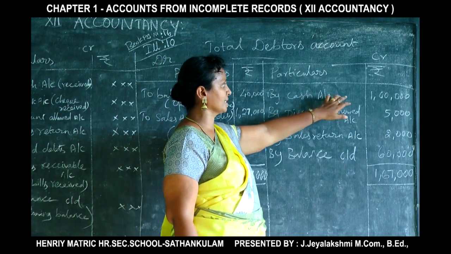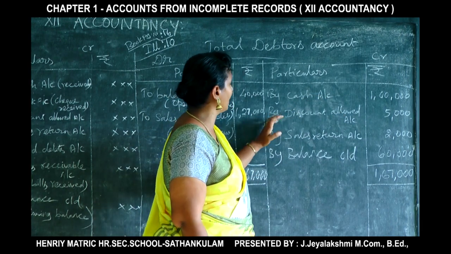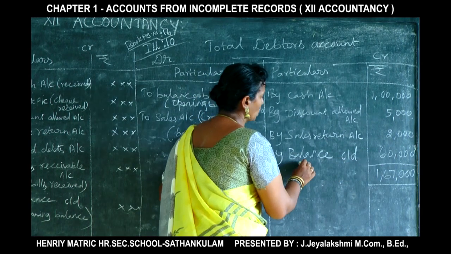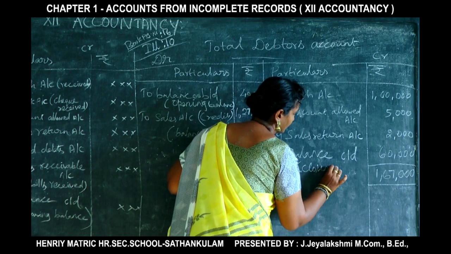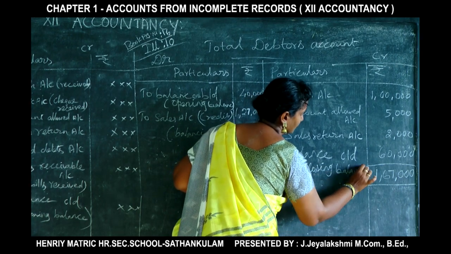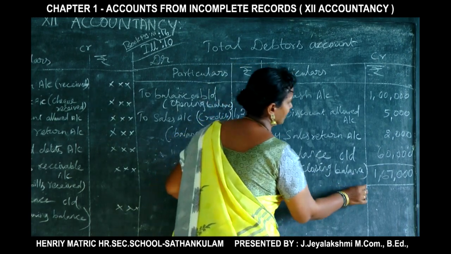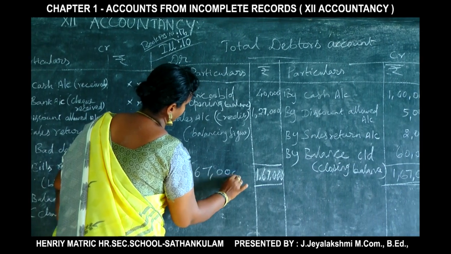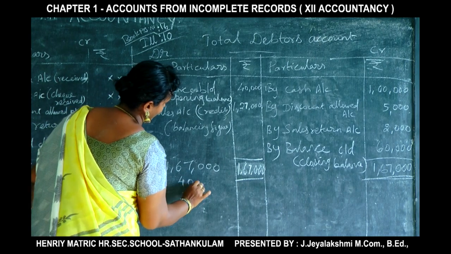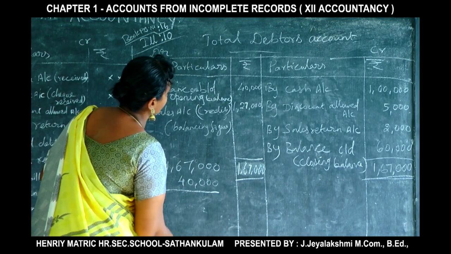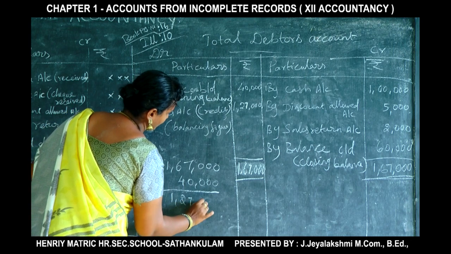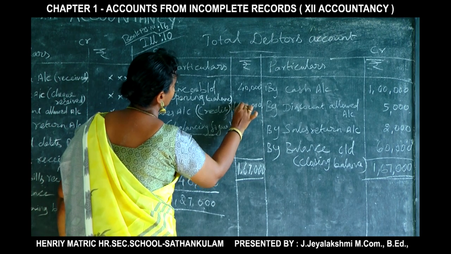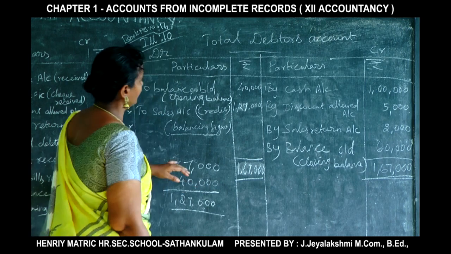Then by cash account, it is already mentioned in the book, so 1 lakh we write. By discount allowed 5,000, by sales return 2,000, by balance carried down, which is nothing but the closing balance, 60,000. Totally we have 1,60,000. From 1,60,000 we have to deduct 40,000. Then how much are we getting? Sales account 1,27,000. So it should be written as a balancing figure, 1,27,000. So finally we get the thing.